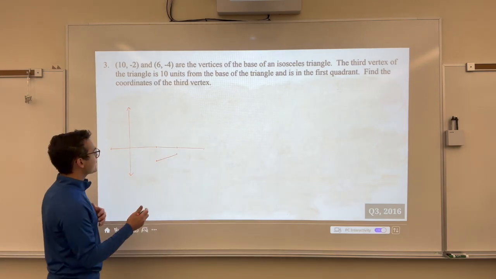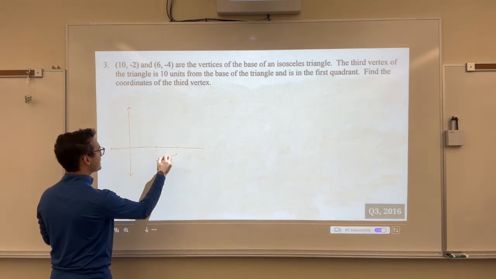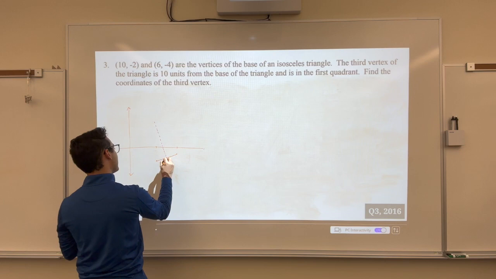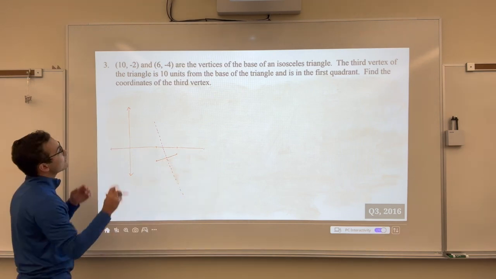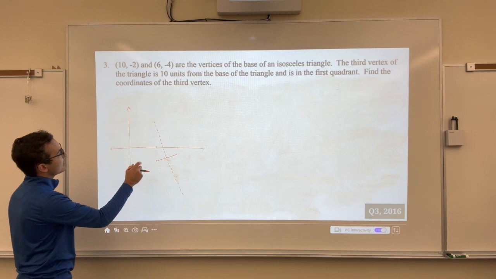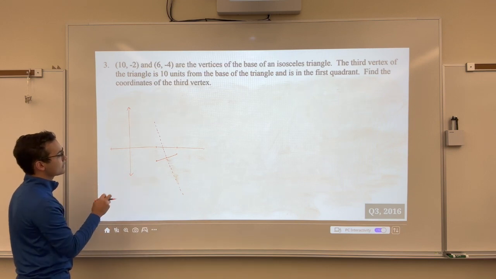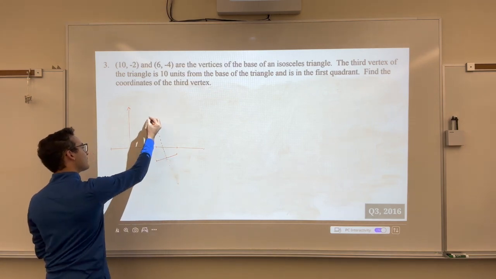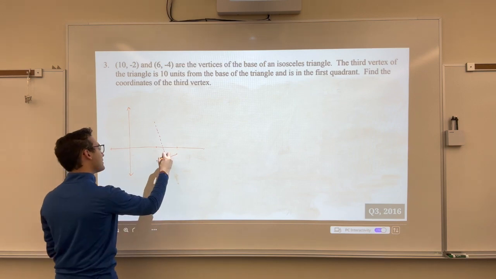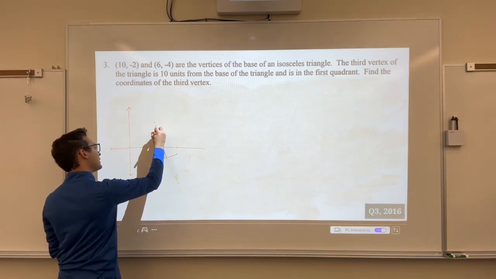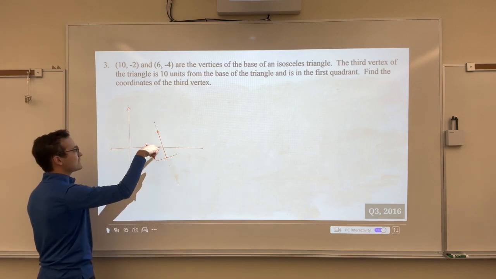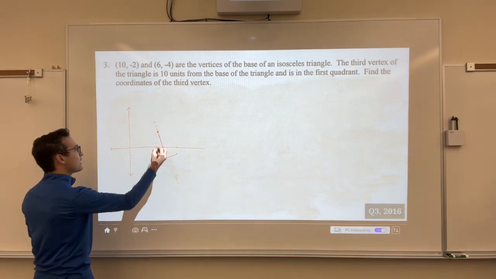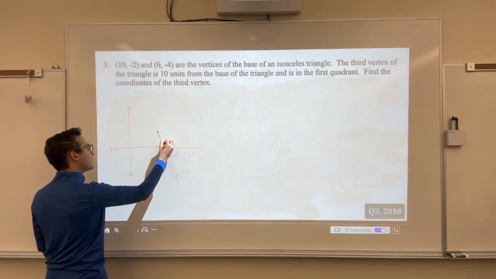Alright, so our vertex is going to lie somewhere on the perpendicular bisector. So if we were to draw the perpendicular bisector, it would look something like this, and it could lie anywhere on this line. Now it tells us that it's 10 units from the base of the triangle and is in the first quadrant. So this part of the line would not be valid. We're only looking for things up here. Additionally, we know that this distance is going to be 10 units. So it'll be something like that. I'm not sure if that's exactly 10 units based on the scale of this graph, but it doesn't much matter. The point is, this right here, we know is 10 units long.